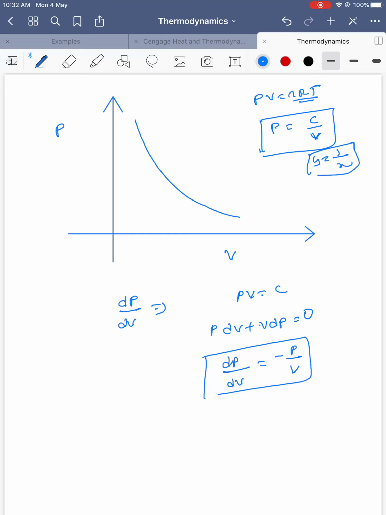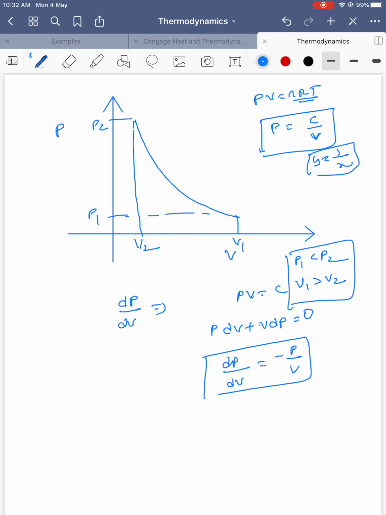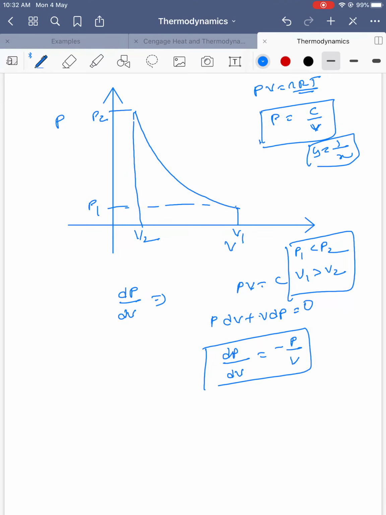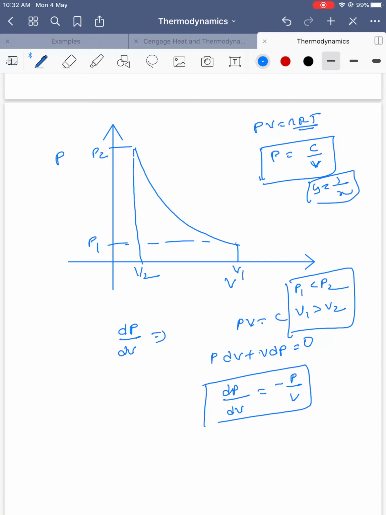If I consider P1 is less than P2, say here is P1 and here is P2, what about the volume? V1 would be greater than V2. How? P is inversely proportional to V. So V1 will be somewhere here and V2 is here. So if P1 is less than P2, then V1 will be greater than V2.